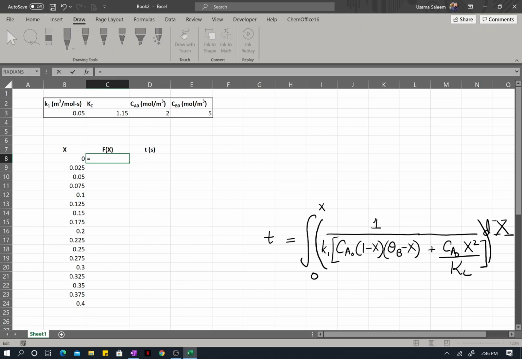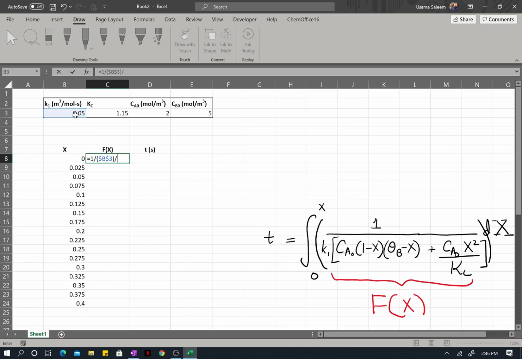Let's use some colors for you guys. This entire expression is a function of x. It's an expression of x. I'm not sure if it's a function, but we're gonna roll with it. Hopefully, I'm not gonna screw this up. So we have k1. That's gonna be an absolute reference.